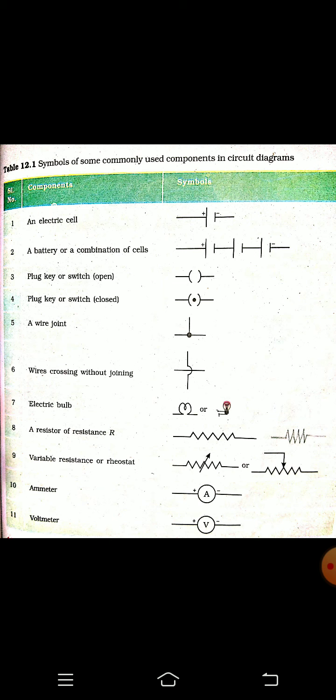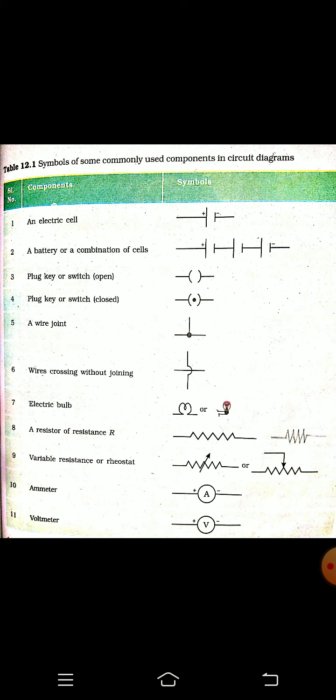Why is it so? I'll tell you. When we draw a resistor, from where it starts, on the opposite side it should end. That is why you will draw how I have drawn. It is displayed in the image. You will copy it in your textbook also. You will make the correction. Number 9 is variable resistance or rheostat. A rheostat is like a resistor only, but you have to keep one arrow up.